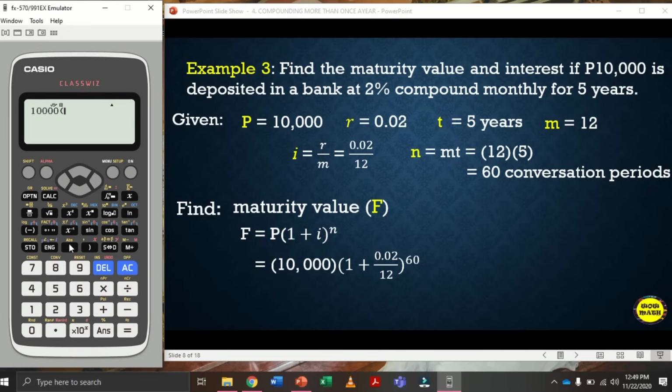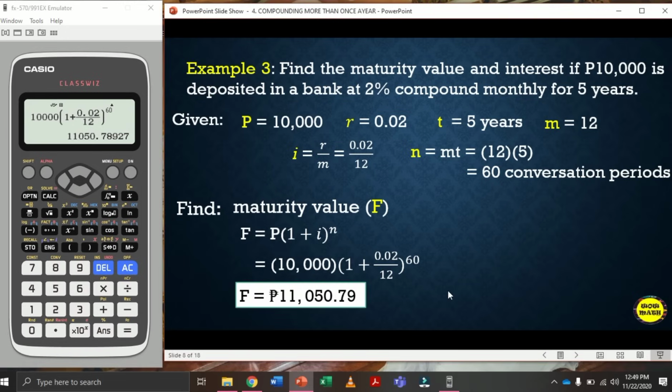So, times 1 plus, pindutin nyo itong fraction var, 0.02 and then over 12, then lagyan natin ng close parenthesis. Okay, ito pala. Then raised to 60. Okay, so then equals. So makuha natin is 11,050.79. So check natin. So that is 11,050.79. So that is the future value.